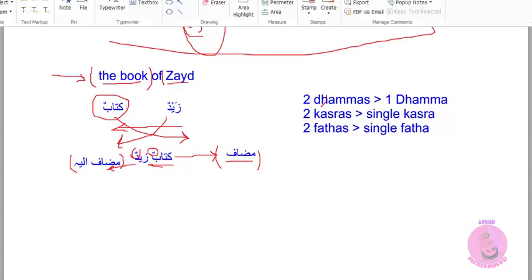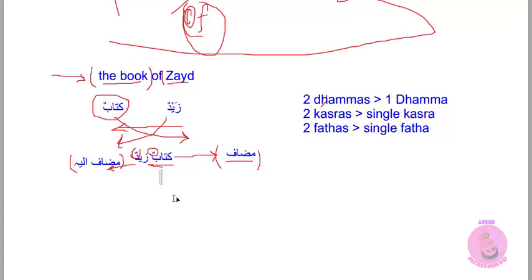Okay, let me write it here, you will understand what I'm saying. This will change into kitabu. As I said before, tanween will change to a single vowel, so we have kitabu, only one dhamma. And zaydin, okay, we will have two kasras now. Instead of having two dhammas or two fathas, this will change into two kasras.